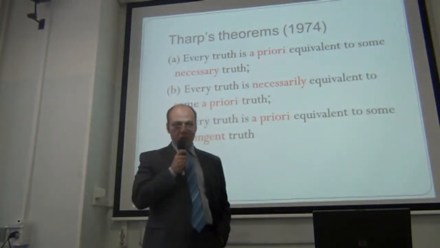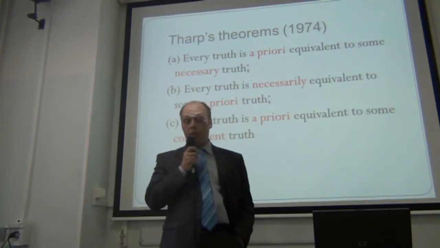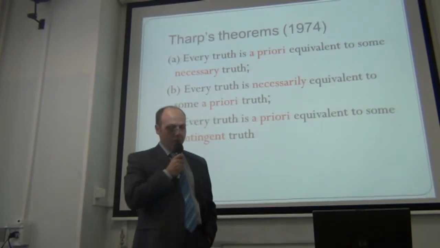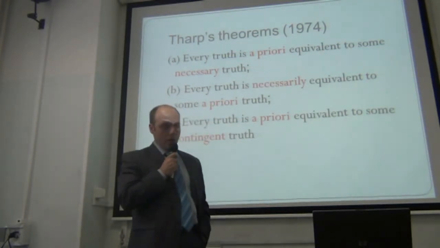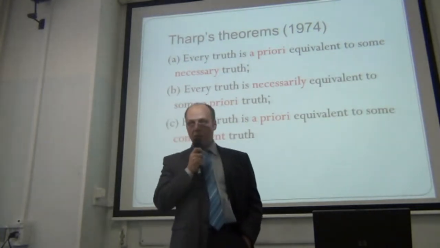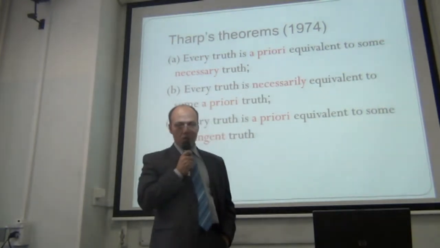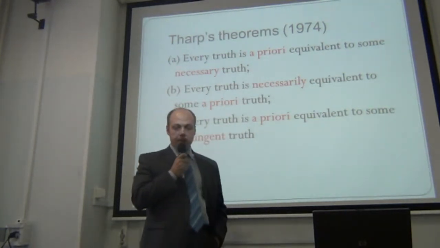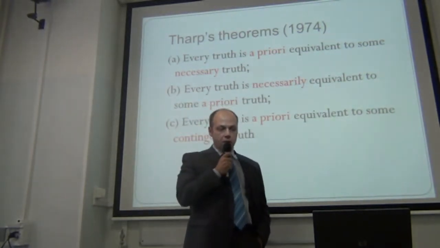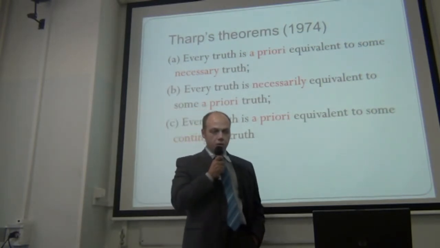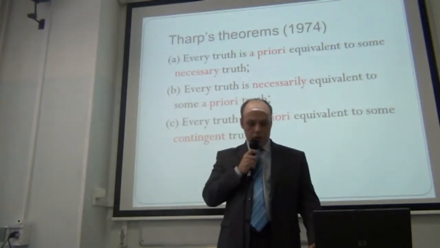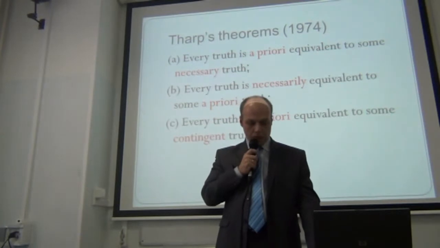The second feature of two-dimensionalism is some kind of duality, and you can see this duality here. Leslie Tharp maintains that A, every truth is a priori equivalent to some necessary truth. It's quite unusual, but if you take two-dimensionalism seriously, you must admit it. And B, every truth is necessarily equivalent to some a priori truth. So, dual theorems. Theorem C, I will not consider here.